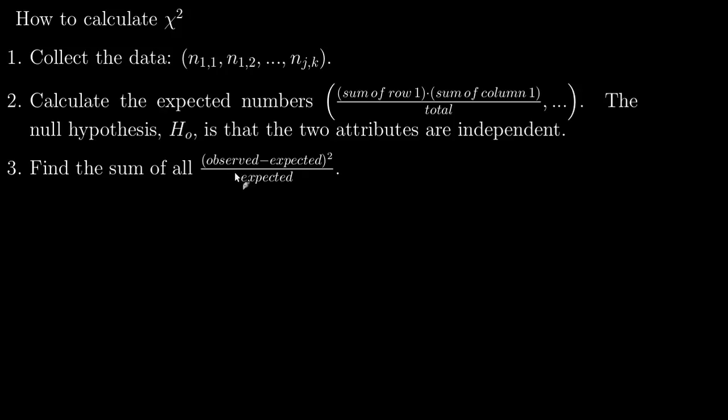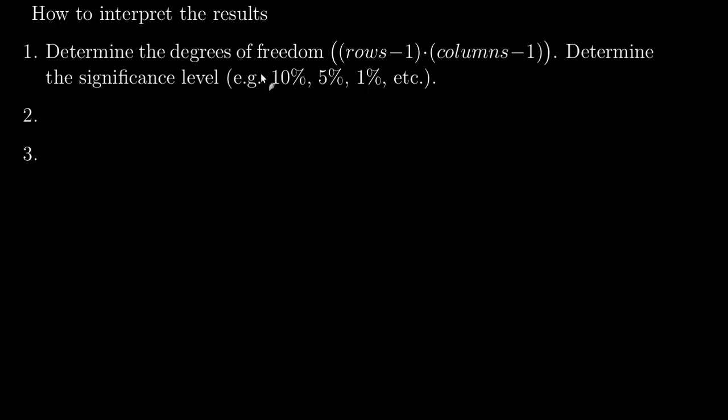And then I just take all of the observed values that I collected and all of the expected values that I calculated, subtract them, square them, and divide by the expected value. So this is basically how I do it. It's not hard, it's just time-consuming to do by hand. How do we interpret the results? To interpret the results, we determine the degrees of freedom, which will be rows minus 1 times columns minus 1. The reason for this is the following.